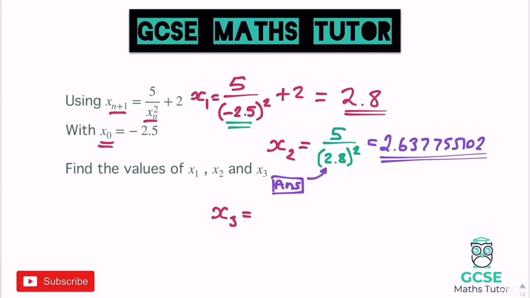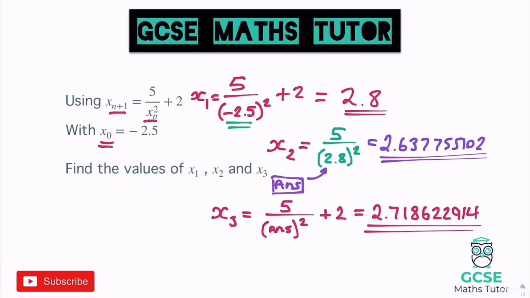is. So on my calculator screen it currently says 5 over answer squared plus 2. So all I'm going to do is just very carefully, making sure you haven't deleted anything off your calculator, press equals again, and it gives me my next answer. It subs that 2.63 number in for me, and I get the answer 2.718622914, and it doesn't say to round them, so I write down all the numbers on my calculator display, and there they are. There's the values of x1, x2 and x3. Basically just subbing a number in, getting an answer, and then subbing your answer back in.